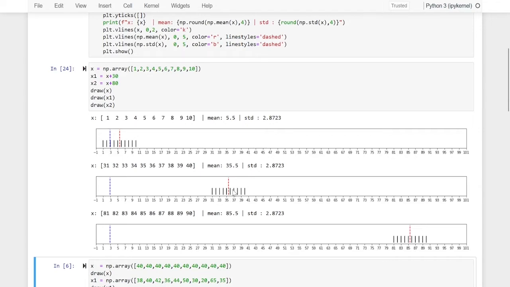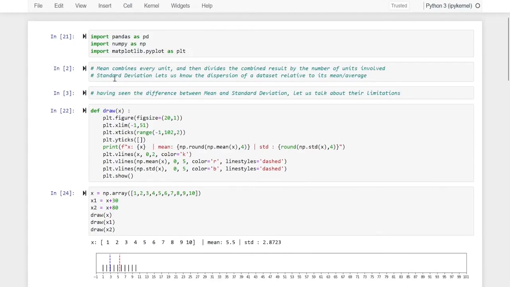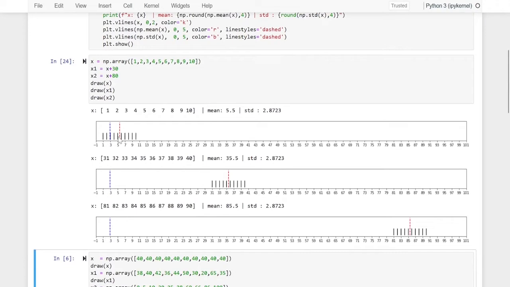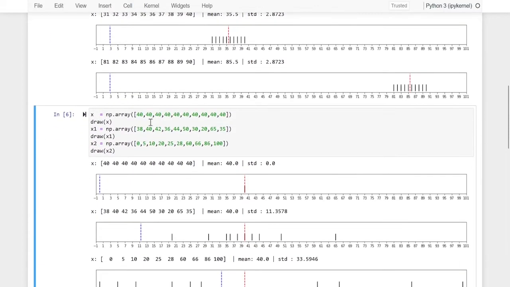But what does mean do? We have already seen here, right? Mean combines every unit and then divides the combined result by the number of units involved. So that is precisely what it is doing. And hence, mean is jumping from here to here and then here to here to reflect the average of this data set and then this data set and then this data set. If at all mean looks smarter than standard deviation, then let us discuss these data sets.